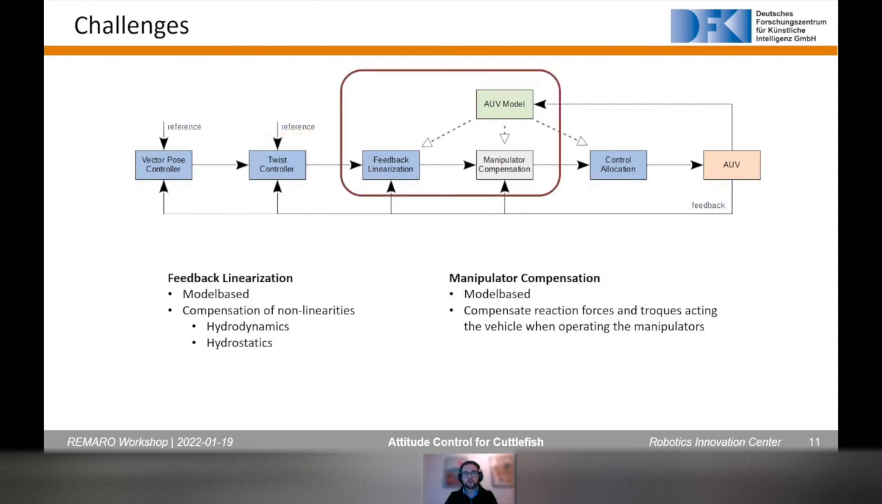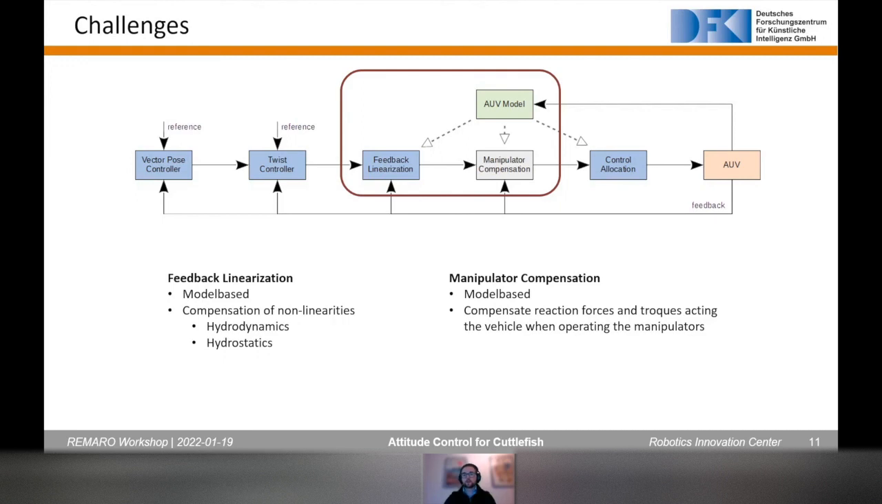Then we have a few more nodes that are blocked together into a model-based part. So we wanted to make use of models, although at this point we only have a very, very crude estimation of the AUV model. But the architecture is there to introduce this as a feedback linearization, which Bilal explained in detail. But essentially, you are able to compensate nonlinearities in the hydrodynamics and also the hydrostatics.